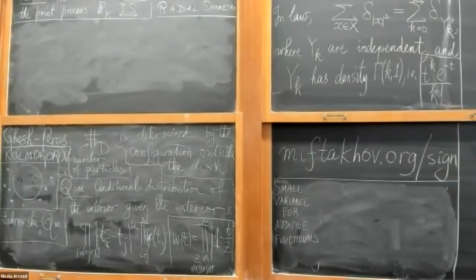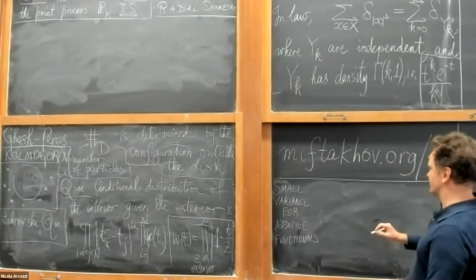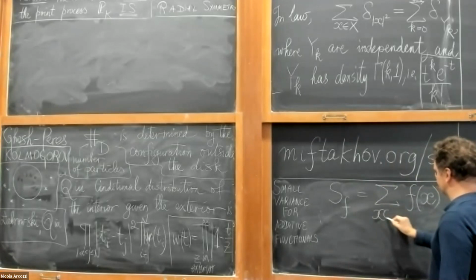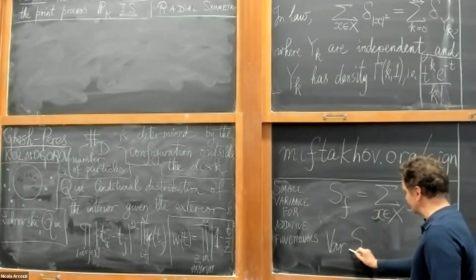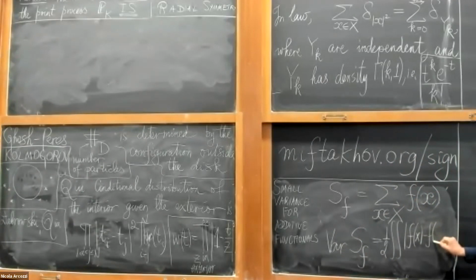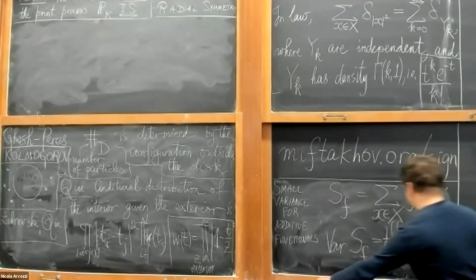By small variance, I mean that if I consider now not a multiplicative but an additive functional, so S_f is the sum of values of the function f over all particles, then the variance of this additive functional is the integral of something that looks like a Sobolev norm. And it is this expression that I wanted to look at. Okay, let me try it more carefully.